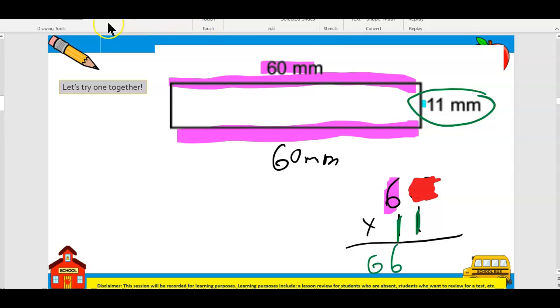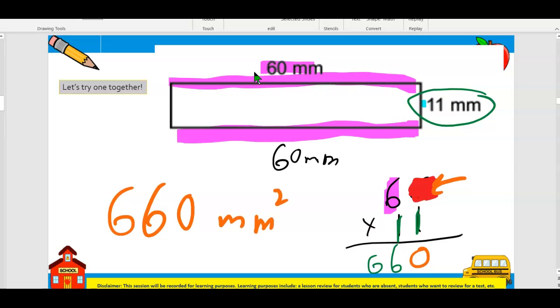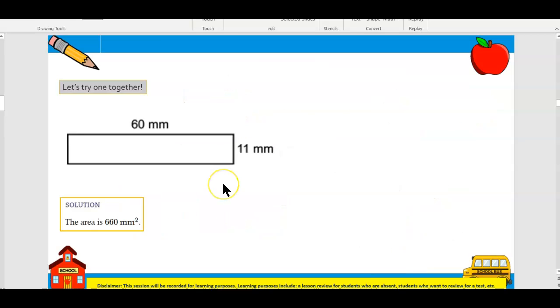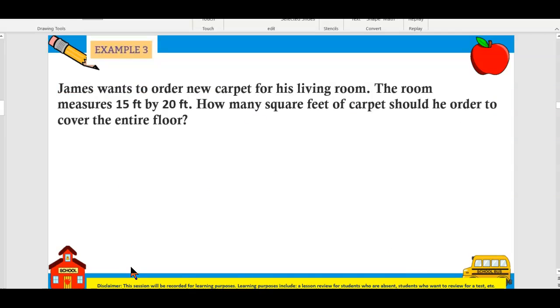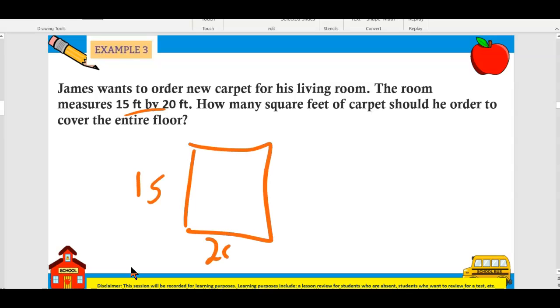Now, abracadabra, reappear that zero that we disappeared. There it is, 660 millimeters, 660 millimeters, what? Squared. That's a bunch of tiny little squares in there. There it is, 660 millimeters squared. Okay, we're going to skip this one. It should be 15 by 20 feet.